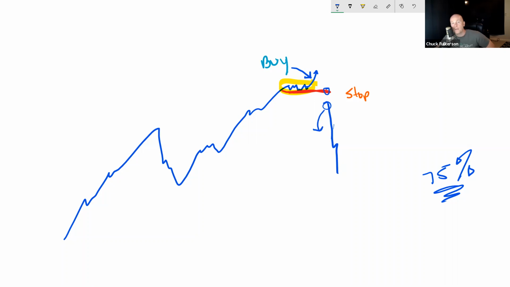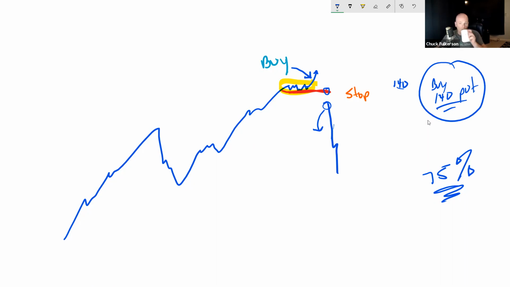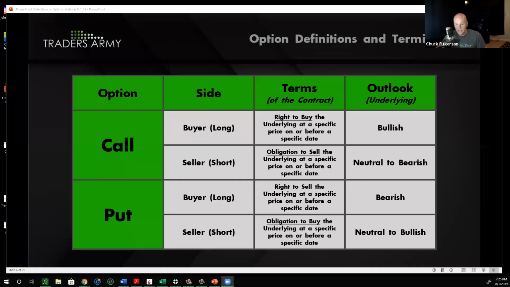But what if you had said, you know what? I'm going to buy the stock at 140 and I'm also going to buy a 140 put. At the same time that you bought that 140 put, you buy the stock. This put acts as your what? What is this put acting as? Yeah, that put is acting as an insurance policy. That's exactly the way to think about that position.